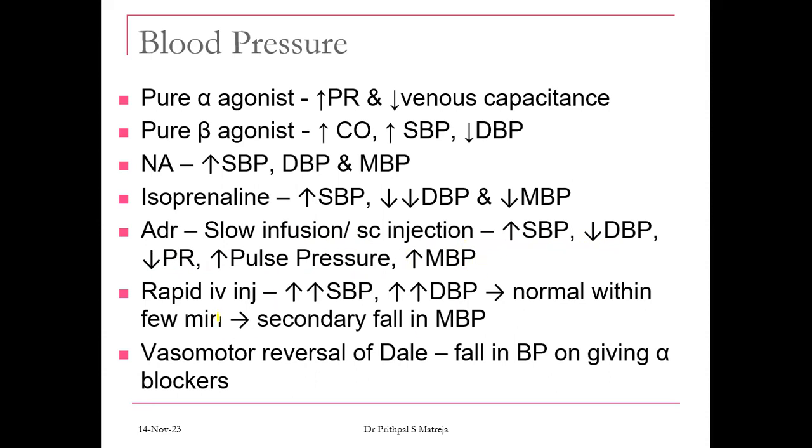Whereas if we give it by rapid IV injection, it tends to fill up both alpha and beta receptors. So it increases the systolic blood pressure drastically, increases the diastolic blood pressure drastically, but it tends to normalize within a few minutes, and there's a secondary fall in the mean blood pressure. Similarly, there is another phenomenon, that is the vasomotor reversal of Dale, which is normally shown when we give adrenaline, which acts on the beta receptors, causing a fall in BP when it is combined with various alpha blockers.